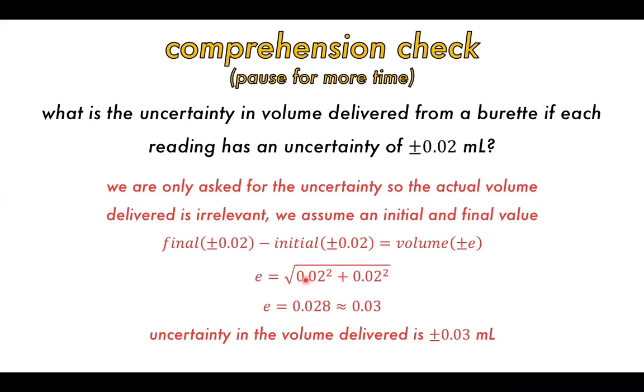The two measurement steps are the initial and the final. So it's going to be 0.02 squared plus 0.02 squared. The square root of that will give us an error of approximately 0.028, which when we deliver to our correct significant figures will be 0.03. And thus the uncertainty in the volume delivered is going to be plus or minus 0.03 milliliters.